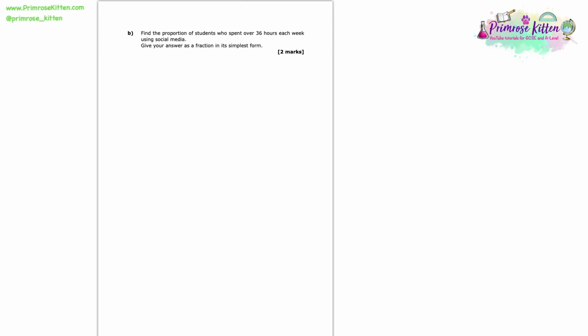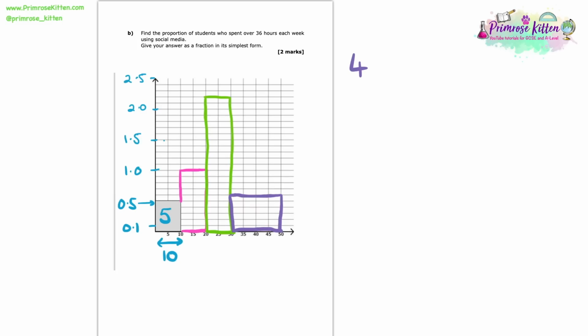So now we're asked to find the proportion of students who spend over 36 hours each week using social media. So let's remind ourselves of our graph. We were told earlier that we have 49 students in total. That was given in the beginning of the question. Here we're looking at people spending over 36 hours. So let's draw a little line on our grid that represents 36 roughly. The region that I'm colouring here is going to be the frequency of people who spend over 36 hours each week using social media.